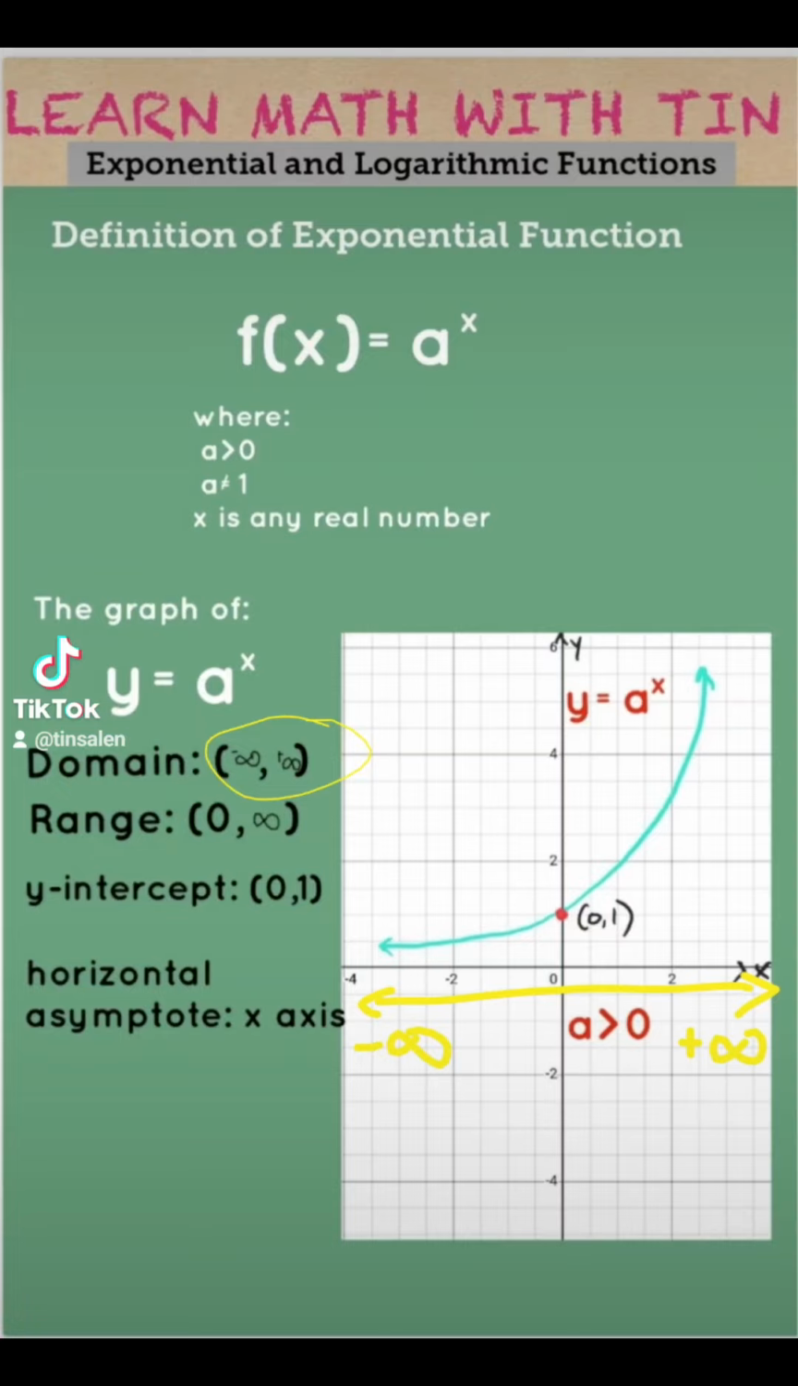Now for the range, it's 0 to positive infinity because the range is all the values of y. The parenthesis is also like this because it will never touch the 0 point of y until the positive infinity.